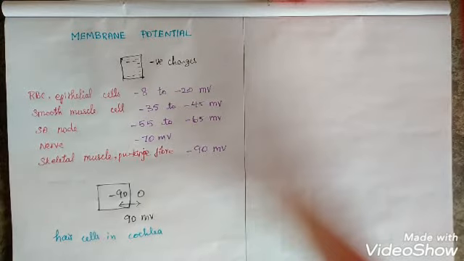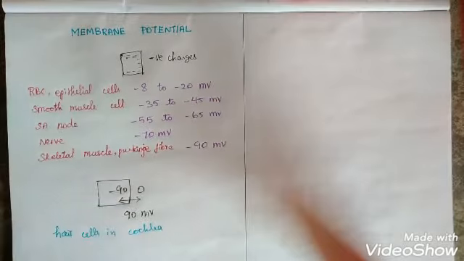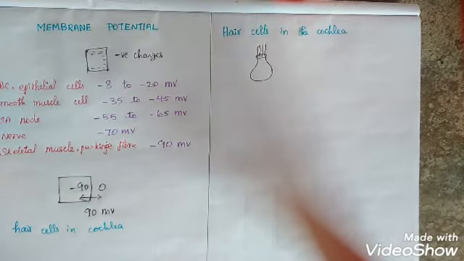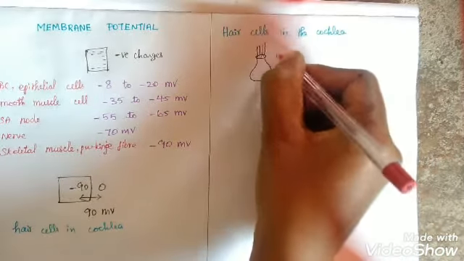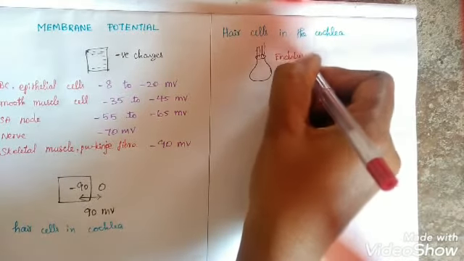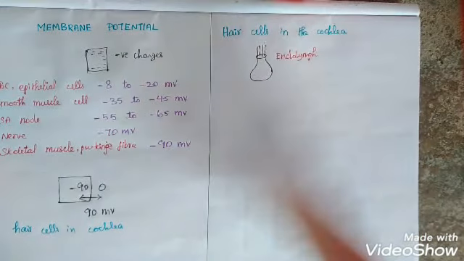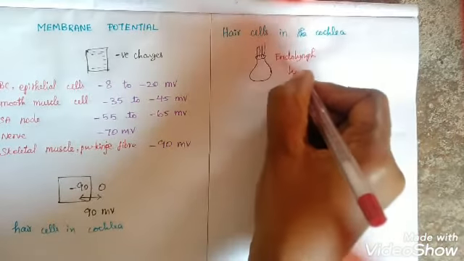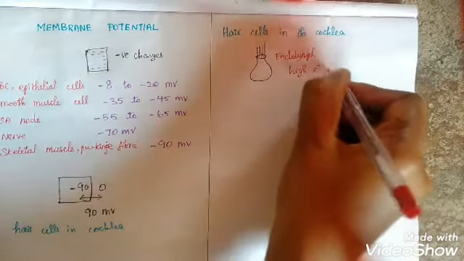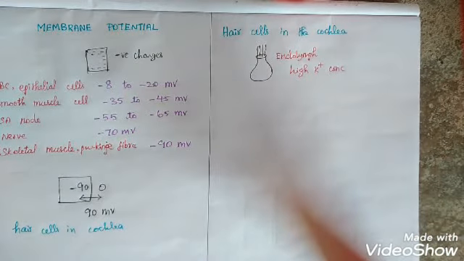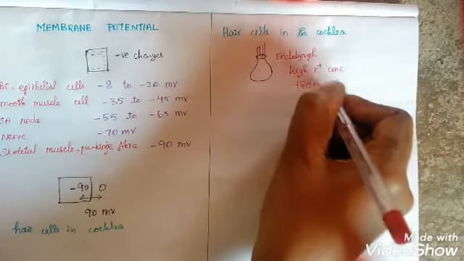And our hair cells are surrounded by endolymph. Endolymph is the extracellular fluid, but it resembles more of intracellular fluid because it has high potassium concentration. Because of the high potassium concentration, its potential, endocochlear potential, is plus 80 millivolts instead of 0.